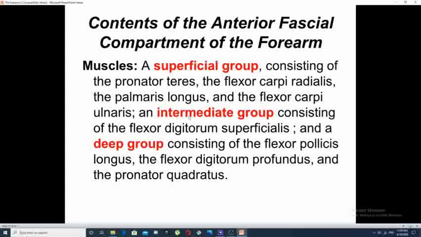Second group, the intermediate group, which is composed of the flexor digitorum superficialis muscle. A deep group consists of flexor pollicis longus, flexor digitorum profundus, and pronator quadratus muscle.